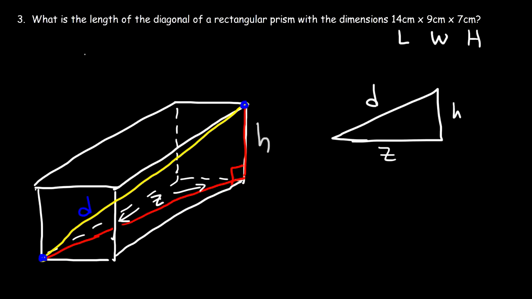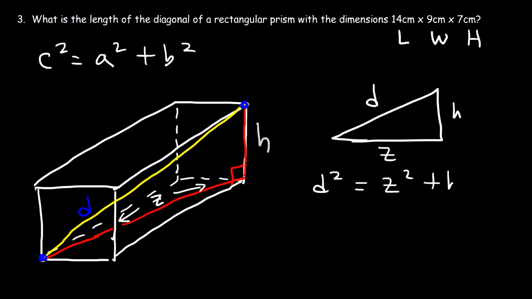Now for any right triangle, we have the Pythagorean theorem. C squared is equal to A squared plus B squared. So in this case, D squared is equal to Z squared plus H squared.